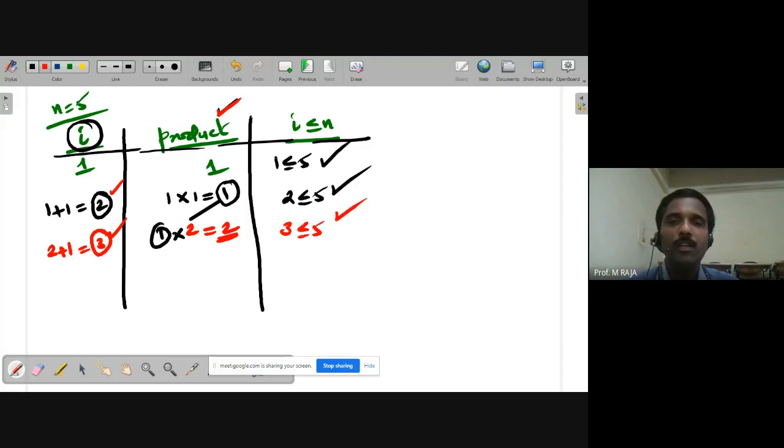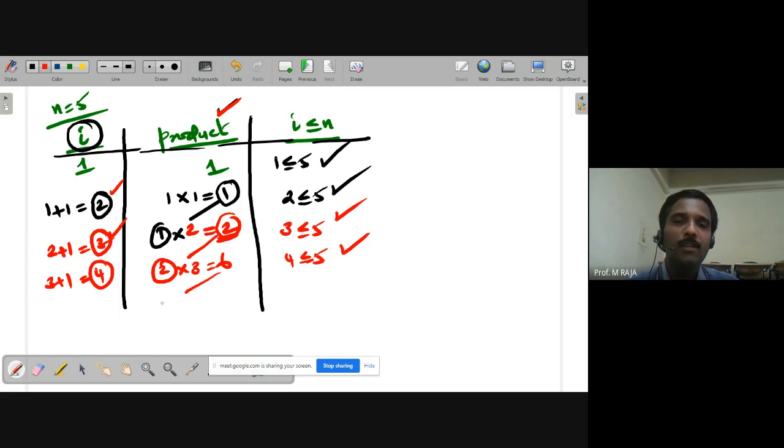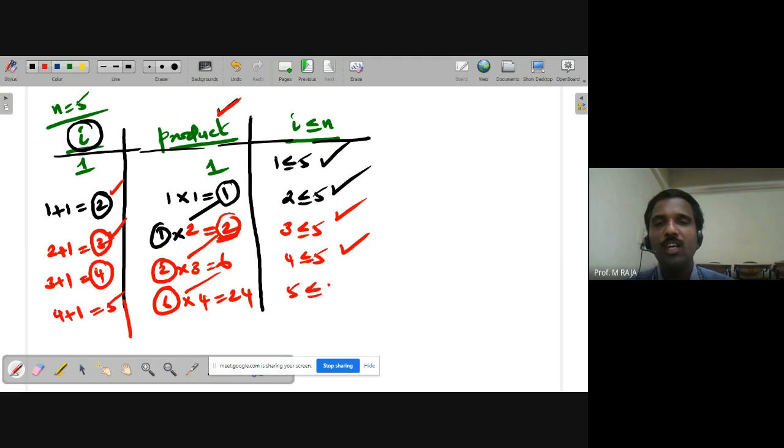Then update the value of product. This 2 is multiplied with this 3. 2 into 3, 6. Then I is updated, 3 plus 1, 4. Then next, 4 less than or equal to 5. Condition is true. Update current product into current I. 6 into 4, 24. This is 24. Now I is updated to 4 plus 1, 5. 5 less than or equal to 5, condition is true.